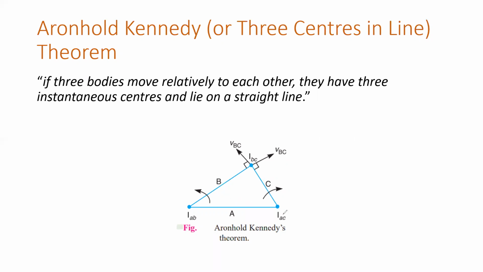So I was discussing that this ICR BC, if I know that these ICRs are already here, then ICR BC cannot be here. It may be on the line extended like this, or line extended here, or anywhere in between these two. It could be anywhere on this line.